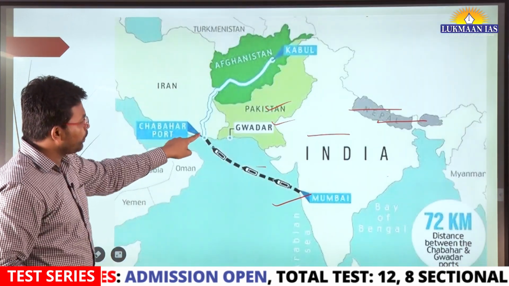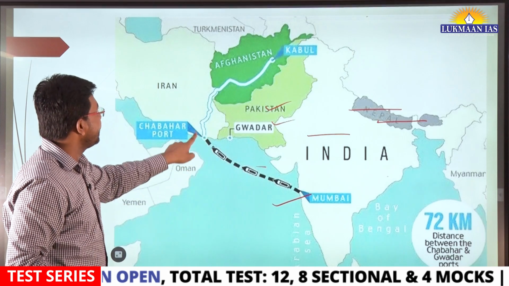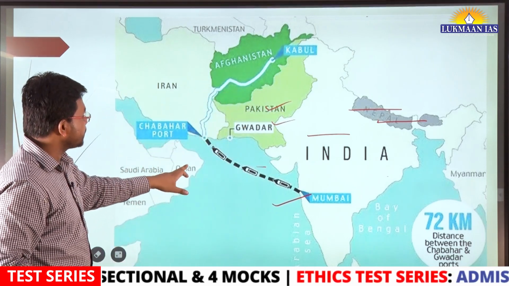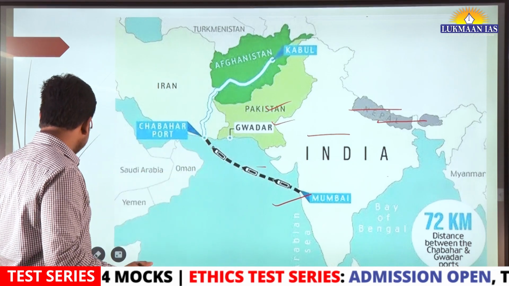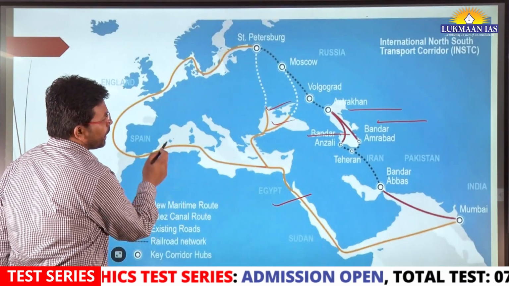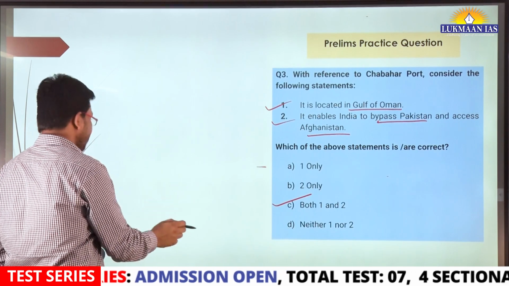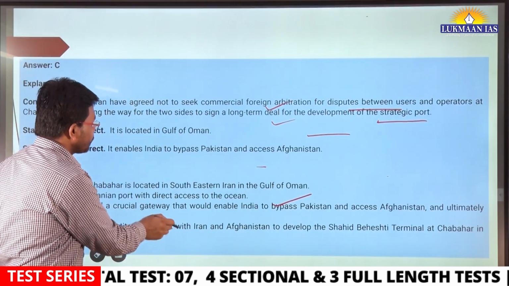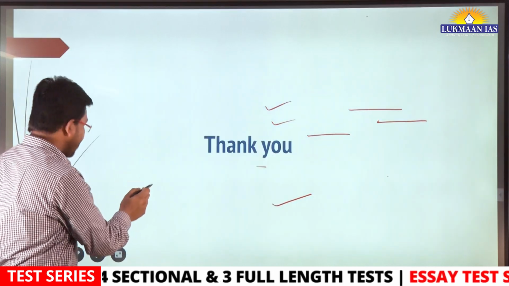If you want, I will show it again. This is Chabahar port. India can reach from here to Afghanistan. We will be able to bypass Pakistan. This is Oman and this is the Gulf of Oman. So it is located on the Gulf of Oman, and that's why this is right. We have included an explanation for this question also. You can go through it in your free time.